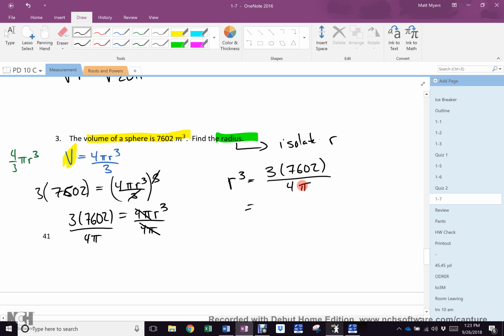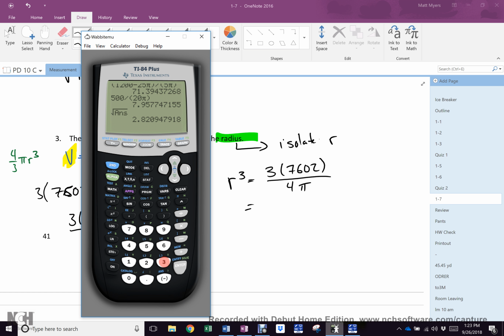I can get that answer on my calculator right now. 3 times 7,602. Notice I forgot bracket, so I'm going to hit equals.